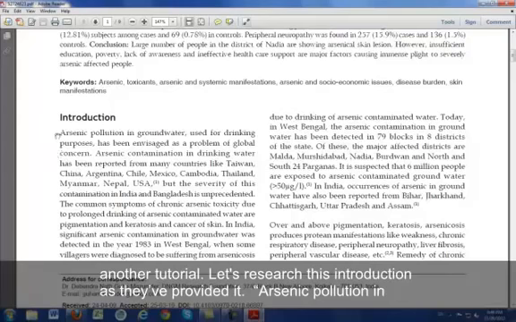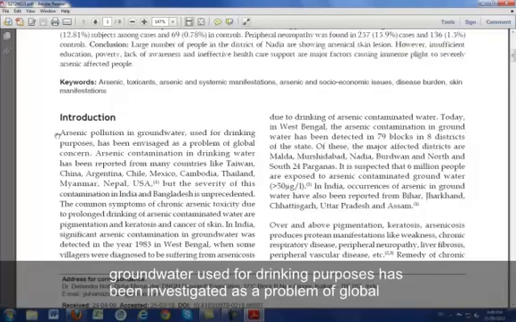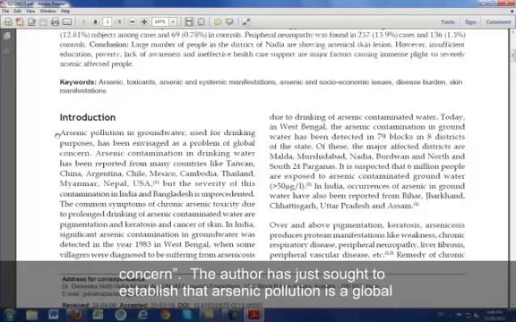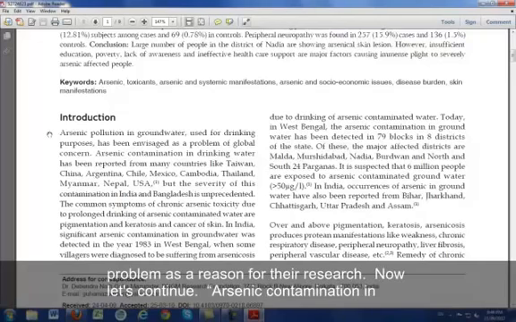Arsenic pollution in groundwater used for drinking purposes has been investigated as a problem of global concern. The author has just sought to establish that arsenic pollution is a global problem as a reason for their research. Now let's continue.